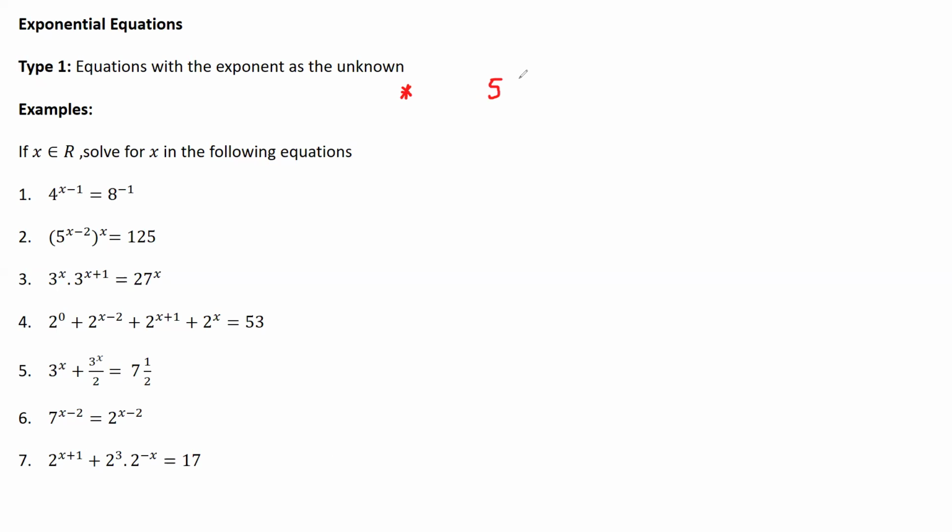5 to the power x minus 2, and then here to the power x. All this is equal to 125. So that's basically what I'm seeing there. 5 then to the power there. Now 125 can be changed to 5 to the power 3.